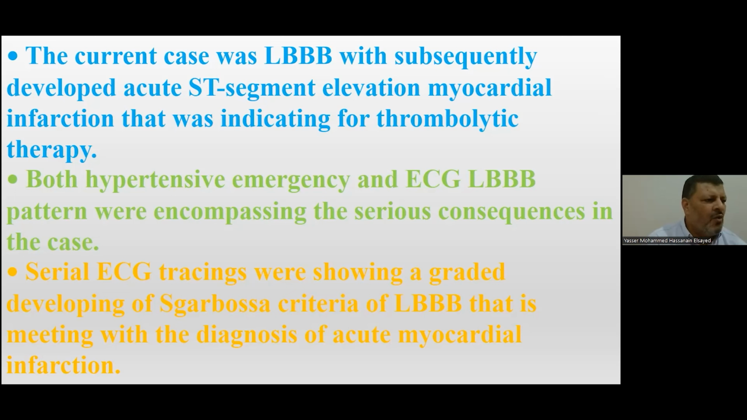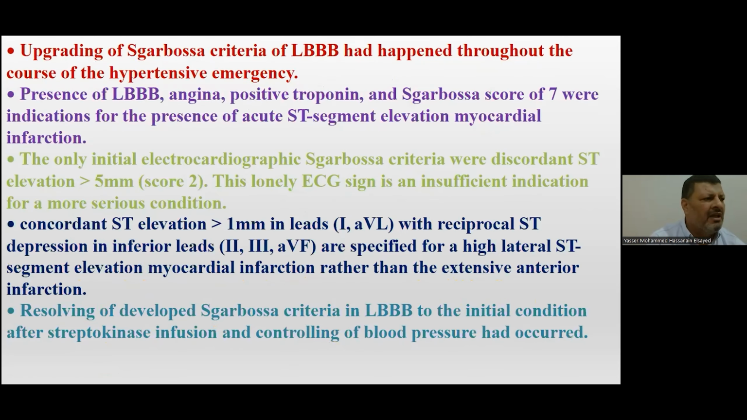Serial ECGs showed a graded development of Sgarbossa criteria of left bundle branch block that is consistent with the diagnosis of acute myocardial infarction. Upgrading of Sgarbossa criteria of left bundle branch block happened throughout the course of hypertensive emergency. Presence of angina, positive troponin, and Sgarbossa criteria of 7 were indications for the presence of acute ST elevation MI, specifically high lateral MI.